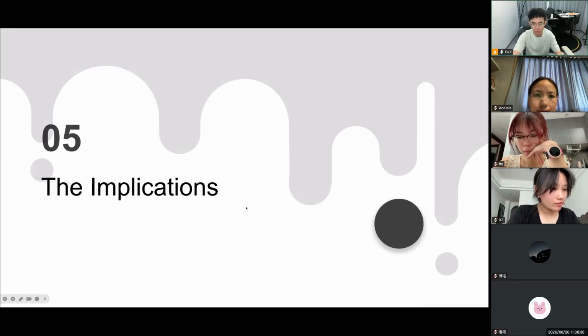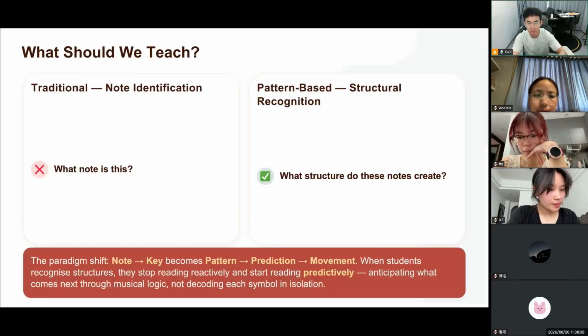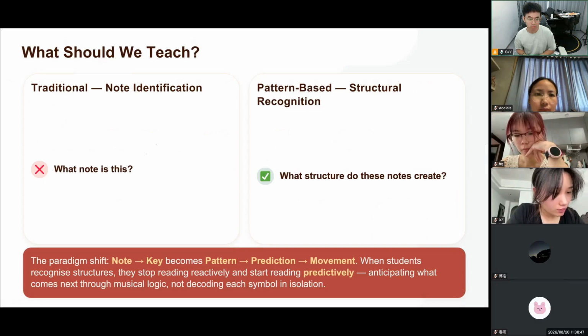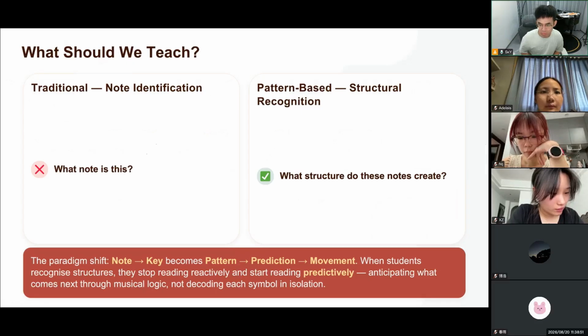The implications. Through this teaching practice, I believe pattern-based sight reading offers several important implications for piano teaching. First, piano teachers need to rethink what music reading really means.